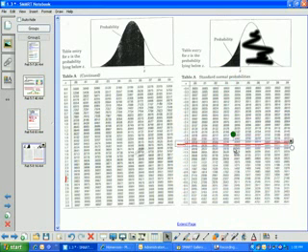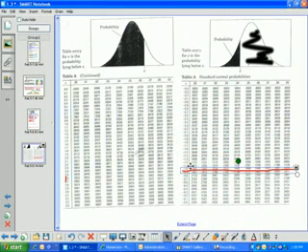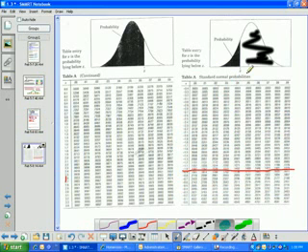And this time we're at negative 1.06. So I go to negative 1.0 and then go over to the decimal place of 0.6. And my number here is 0.1146.